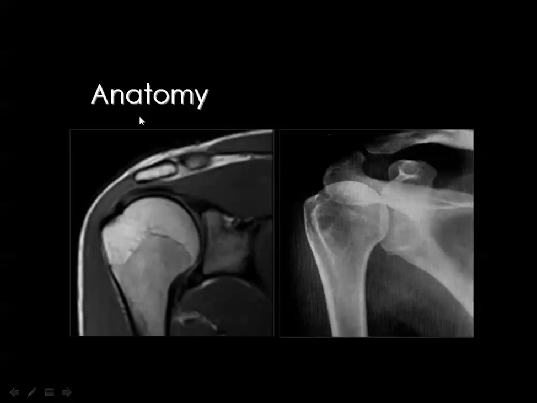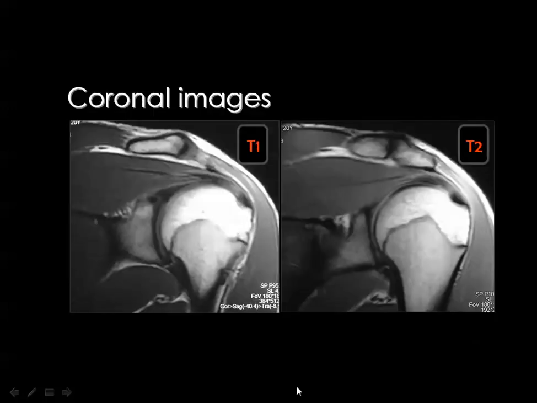If you look at the coronal image, this is the glenoid part of the scapula, and this is the head of the humerus, and this is the greater tuberosity. Then this is the acromioclavicular joint. The clavicle is medial and the acromion is lateral. Okay, then if you look carefully at the glenoid part of the scapula, you will see a low signal triangle here, which is the superior labrum, and a low signal triangle here, which is the inferior labrum.